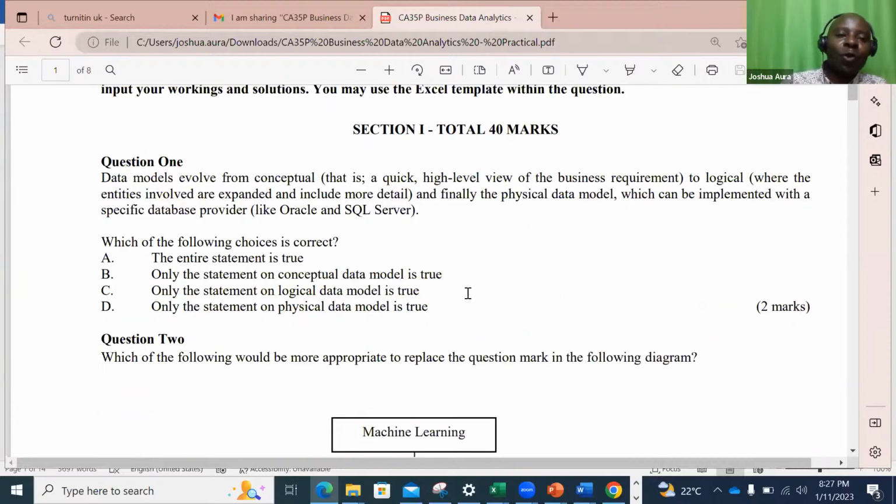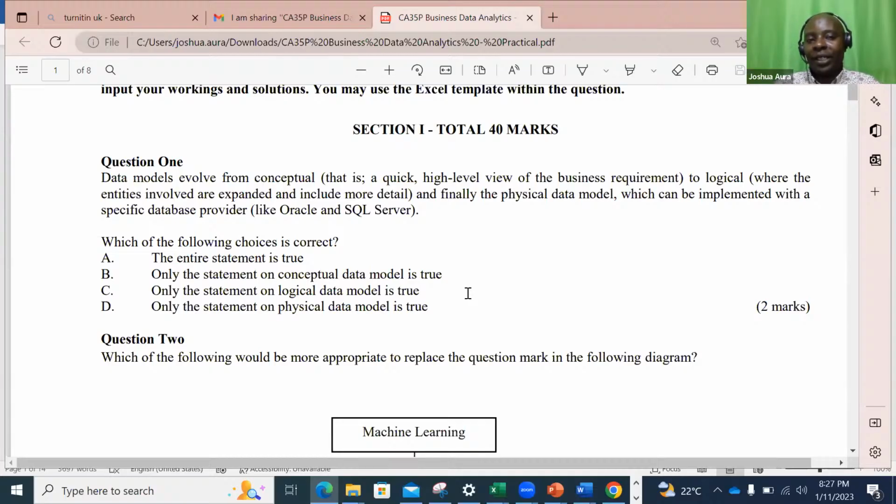Data models evolve from conceptual. A data model. If, for example, you want to make use of the population statistics, for example, in Kenya, which is divided into various demographics. We have women, men, the youth, the disabled, various categories. So for you to be able to make use of this kind of population model to do predictions like how many Kenyans will we be having in the year, say 2040, of course, you'll have to look at the population growth patterns, etc.